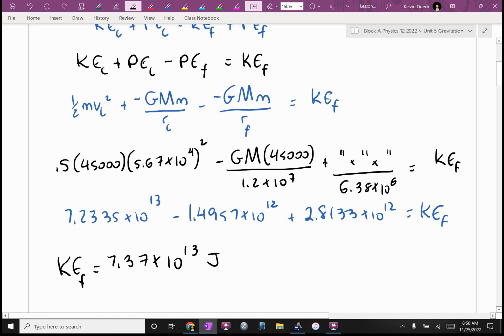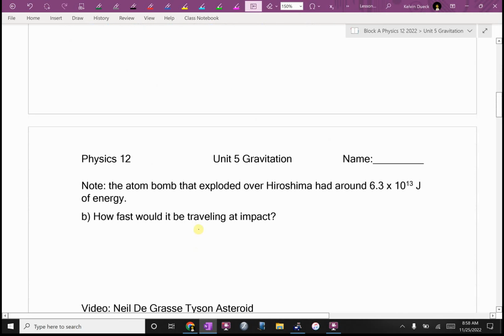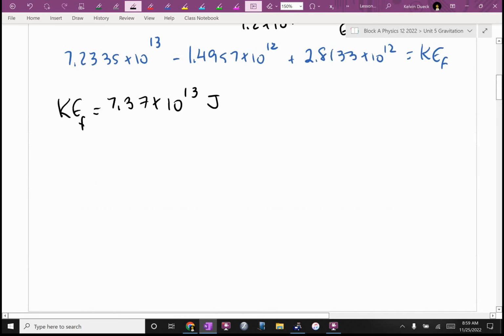Is that a lot? I don't know. I mean, it seems big, but I also know 1 joule is not very big at all. So I did some research. If you look on the next page, the atom bomb that exploded over Hiroshima, the first atom bomb, had about 6.3 times 10 to the 13th joules of energy. This would basically be a small atom bomb. Not a good day for whoever's beneath it.